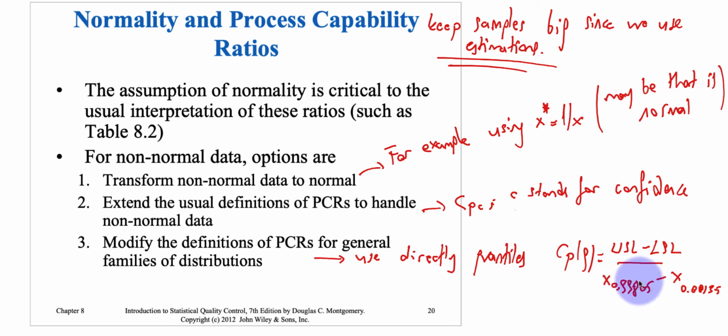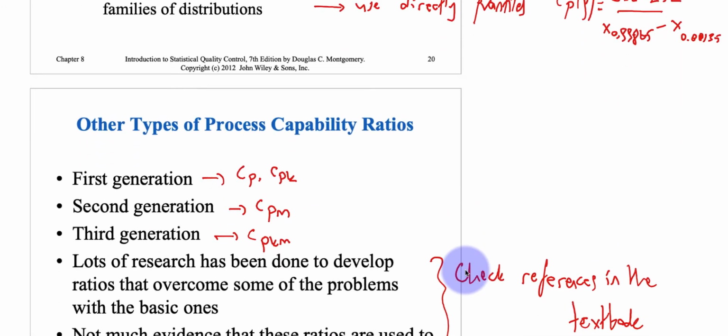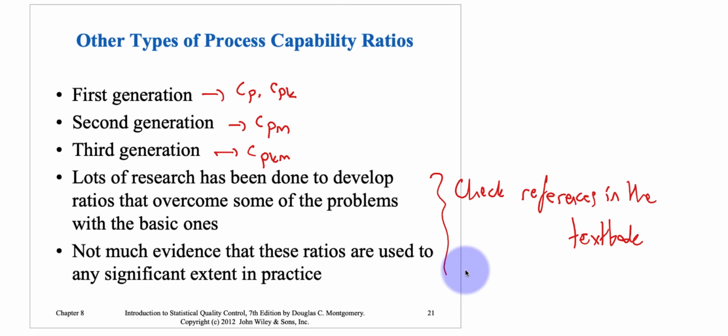Here in the usual CP calculation, we have 6 sigma, but we can also convert this 6 sigma by just finding the probability limits in the distribution. Here, for example, these probability limits represent actually the 6 sigma limits. These are the quantiles of the distribution of the data. So we can also talk about other types of process quality ratios like CPM and CPKM.